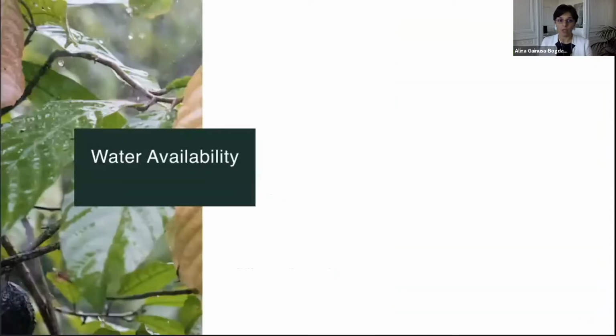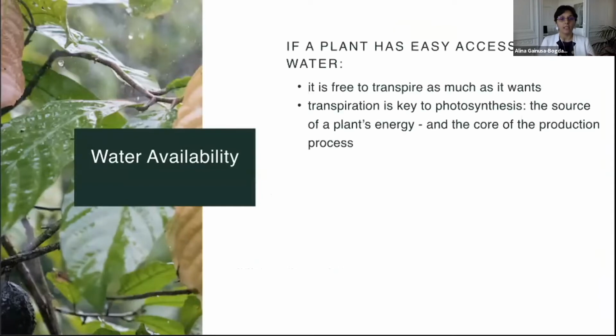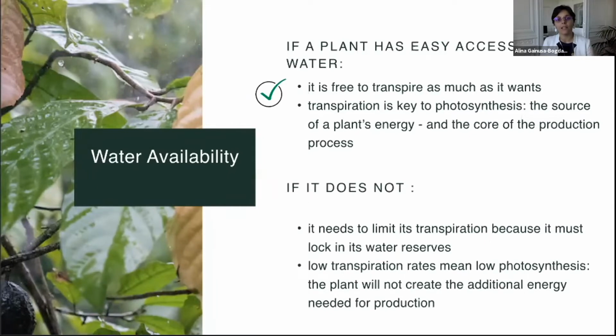Why? Well, water availability is essential for a plant to produce its energy. If a plant can easily access water, then it will be free to transpire as much as it wants. And transpiration is key for photosynthesis to take place, which in turn is the source of the plant's energy and the core of the production process. If, however, the plant does not have easy access to water, then it will need to limit its transpiration because it must not use up its water reserves. Low transpiration rates mean low photosynthesis, which means the plant will not create the additional energy needed for production.